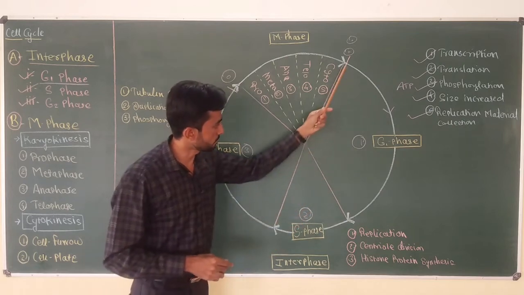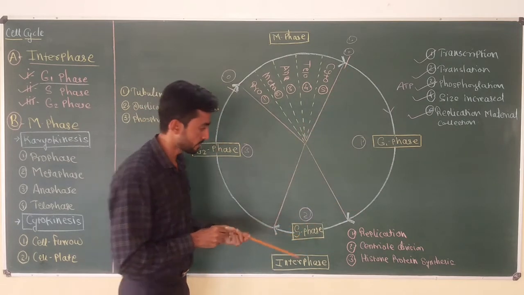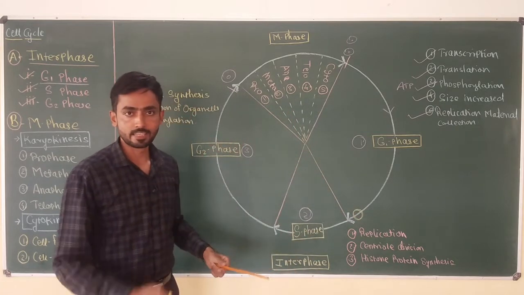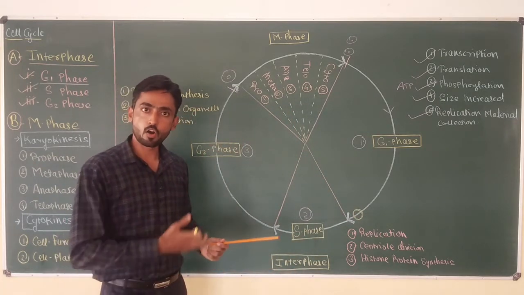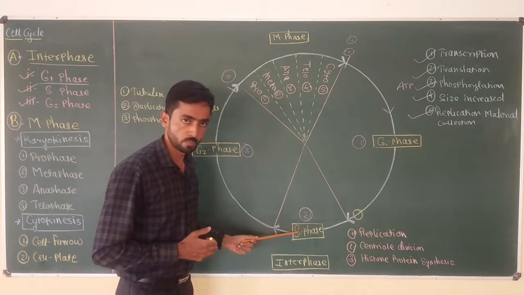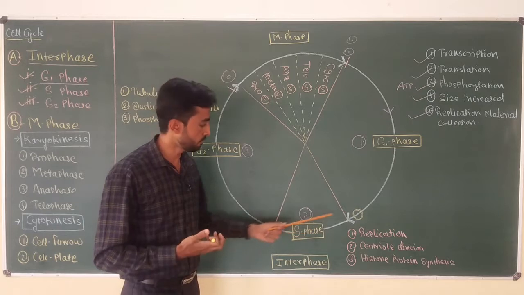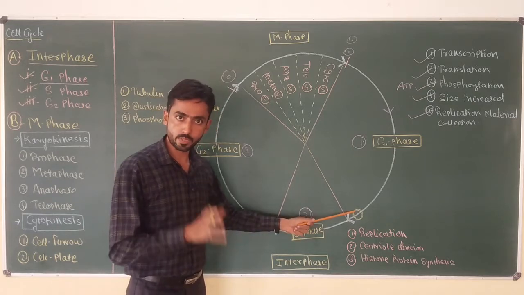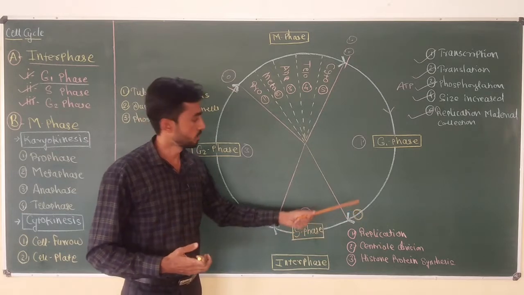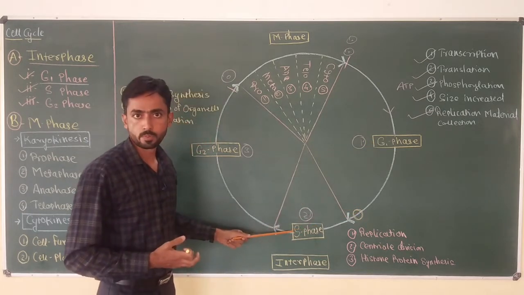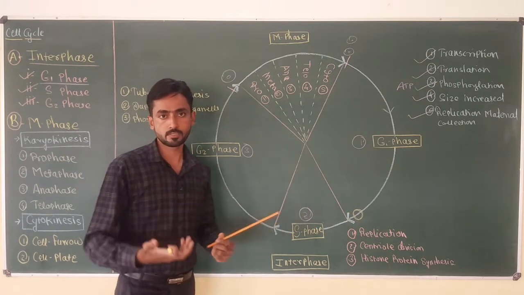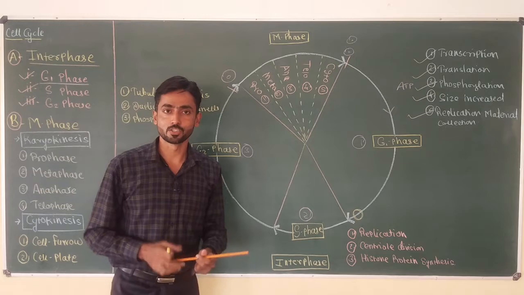After successful completion of the G1 phase, the cell comes here, and at this point the cell checks whether it has all the necessary requirements for the S phase, or for replication. If all the material is present at this point, the cell gets a green signal to enter into the S phase. Once the cell enters the S phase, the process of DNA replication occurs.